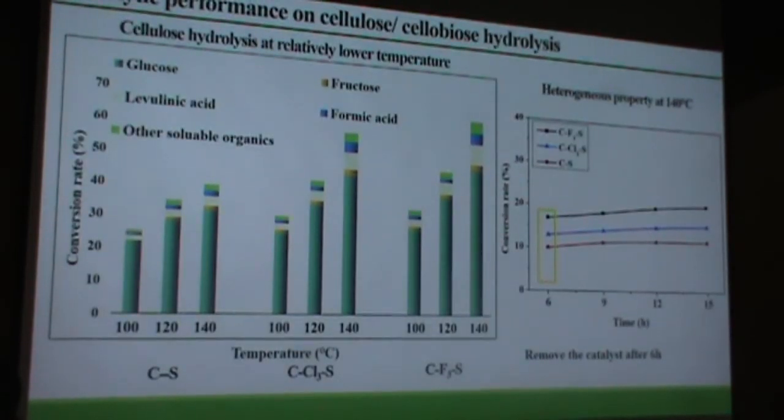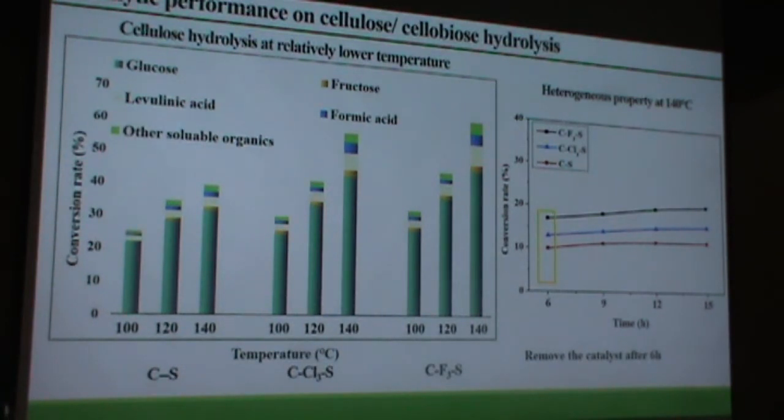And this is the catalytic performance by using the sulfonated carbons for the cellulose hydrolysis. We have tried different temperatures from 100 degrees to 140 degrees. It shows that with increasing temperature, the catalytic performance increased. And compared to the samples without chlorine and fluorine, the performance also gets improved. And compared to the chlorine, the fluorine also shows higher performance compared to the chlorine-doped catalyst.